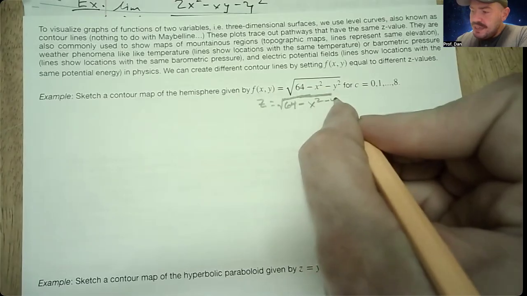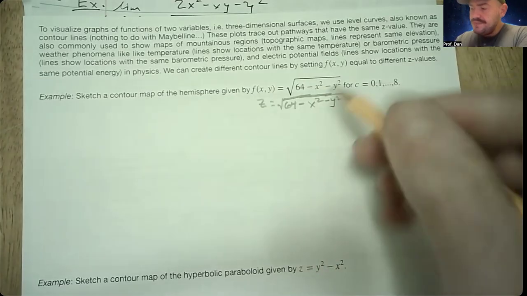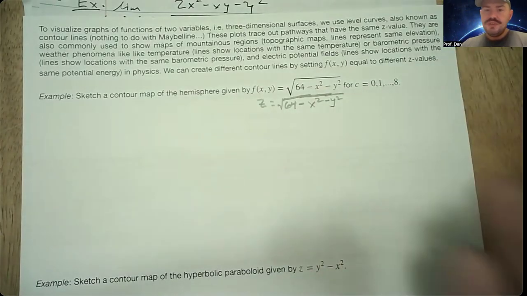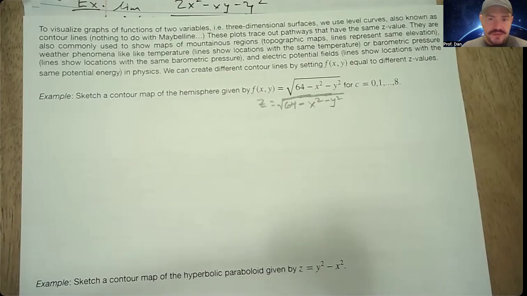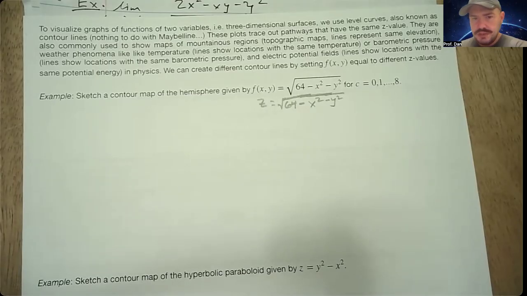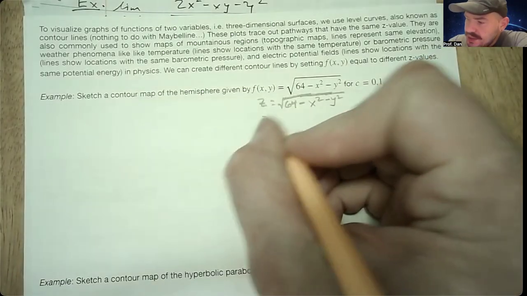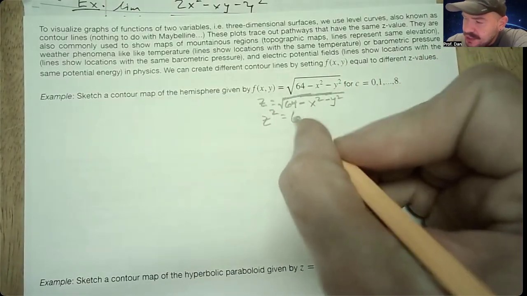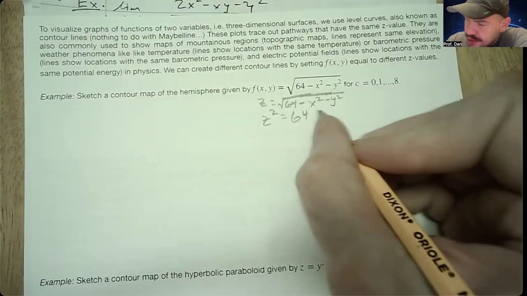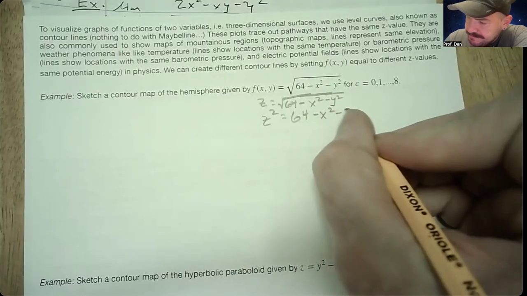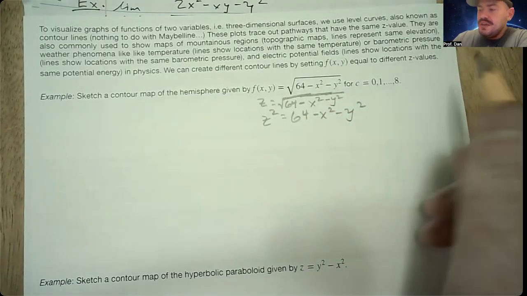We could rearrange this to see why it's a hemisphere, right? But to do what we need to do, we're actually not going to. Actually, why not? Let's do it. Let's square both sides. But I'm not going to do anything more than that. We're just going to square both sides. There we go.